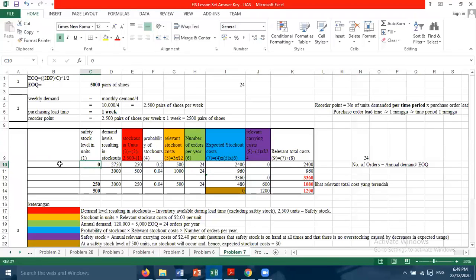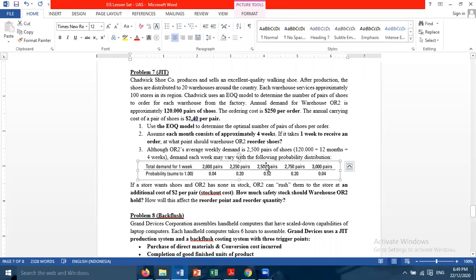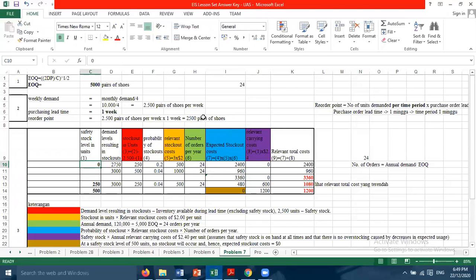If we have 0 safety stock, that means we will hold 2,500 pairs of shoes, right? How do we know 2,500? It's based on our reordering point. Sorry, we will hold 2,500 pairs of shoes. And that means a stock out will occur if the demand rises above 2,500.